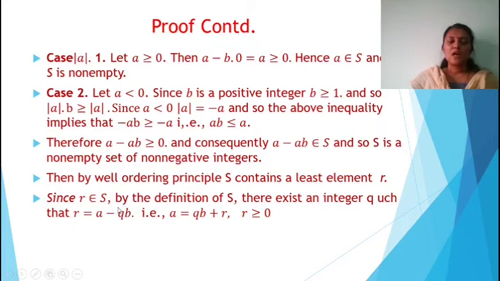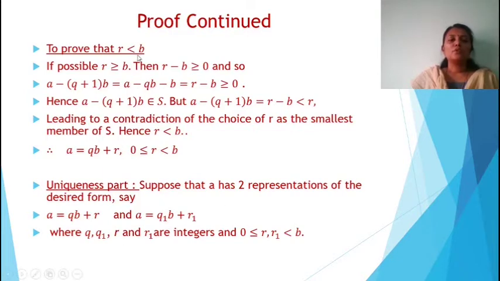So since r is an element of S, by the definition of S, there exists an integer q such that r is equal to a minus qb, the least number. So we can take qb to the other side. So a is equal to qb plus r, and r is greater than or equal to 0. Now we have to prove that this r is less than b.